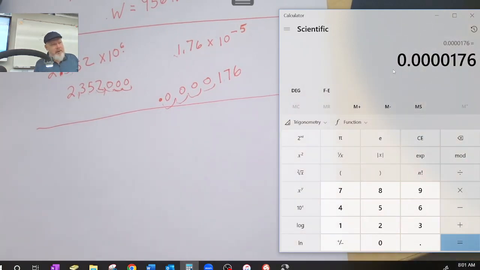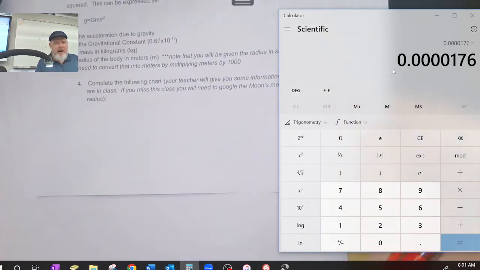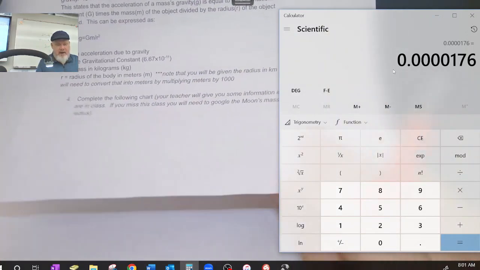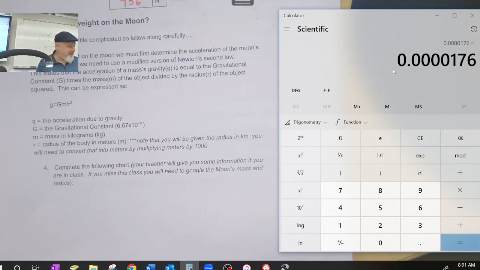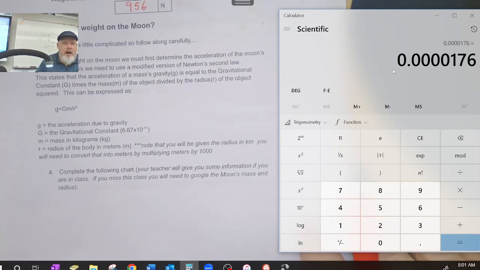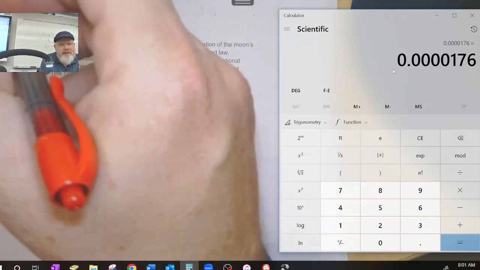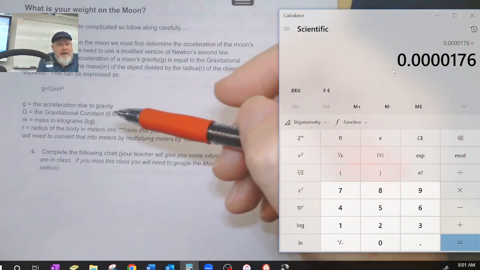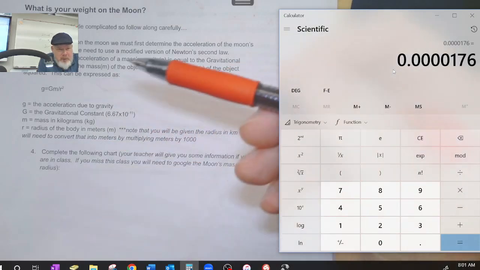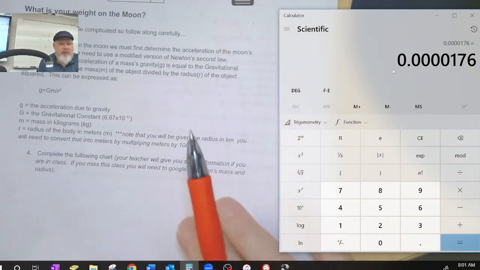So the next thing we're going to do is we're going to find out how to calculate your weight on other planets. Now I'm going to do the moon. Now the moon's not a planet, it's a satellite. But we're going to do the moon as an example, and then you guys will do the other planets on your own. So the first thing you got to do is know what your mass is. You need to know what the moon's mass is, and you need to know the size of the moon's mass.